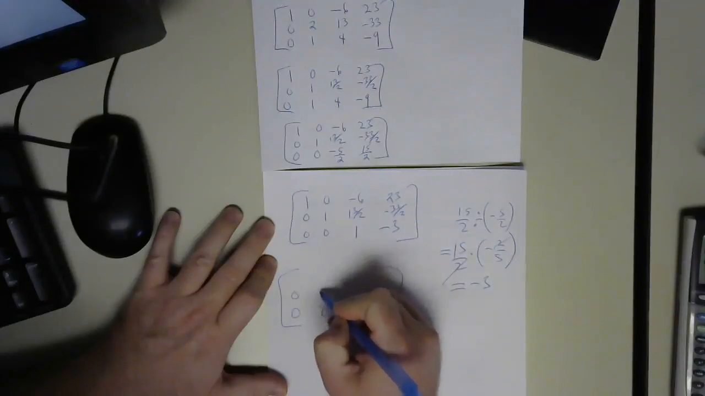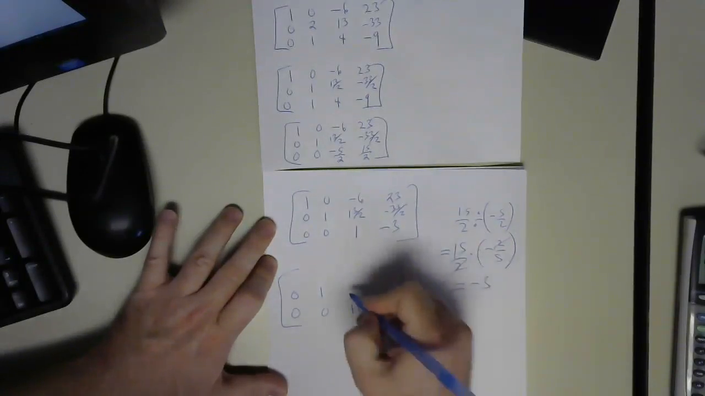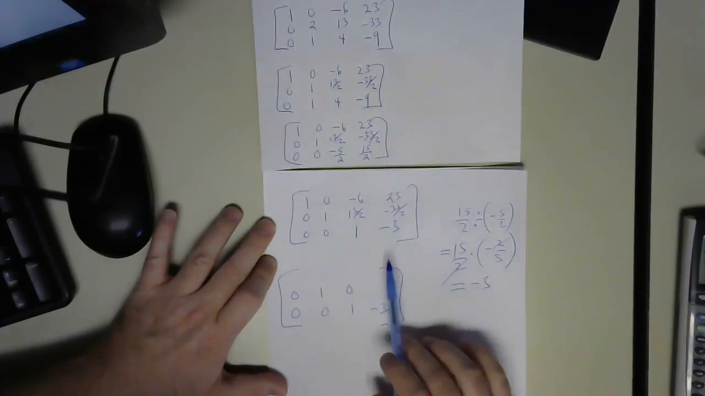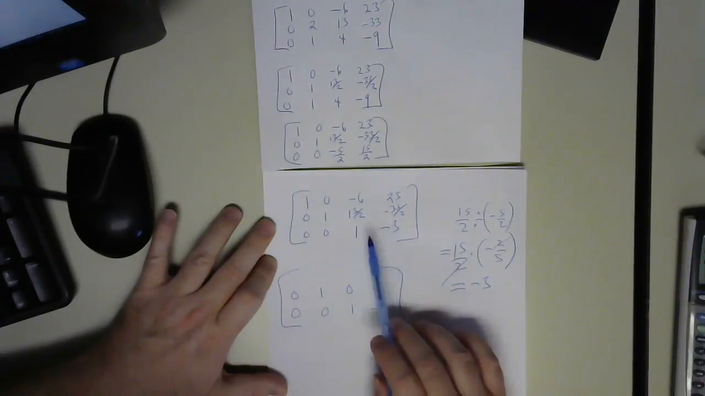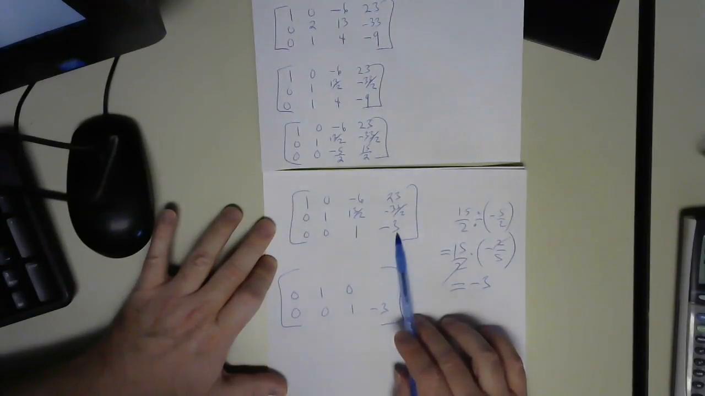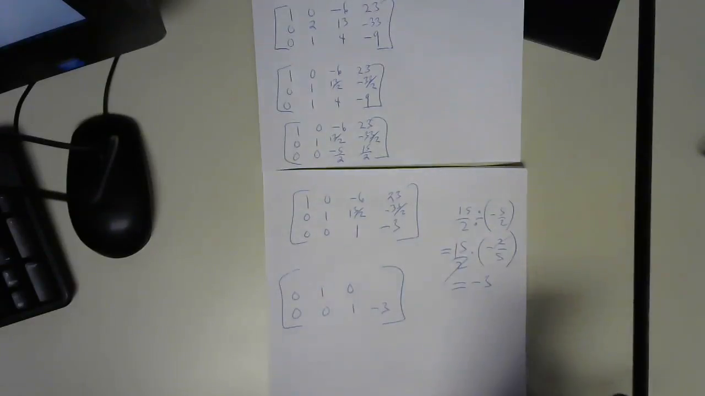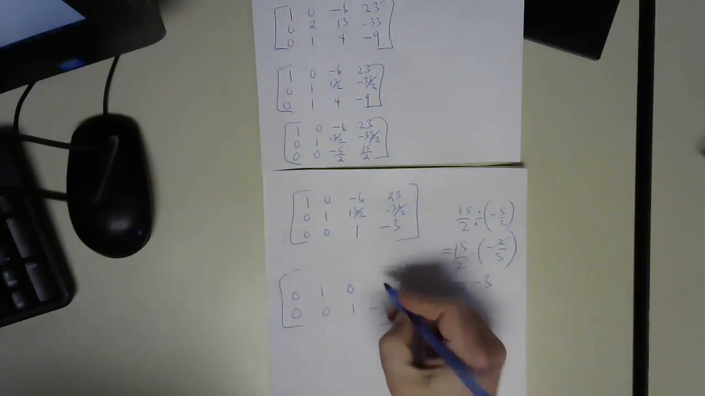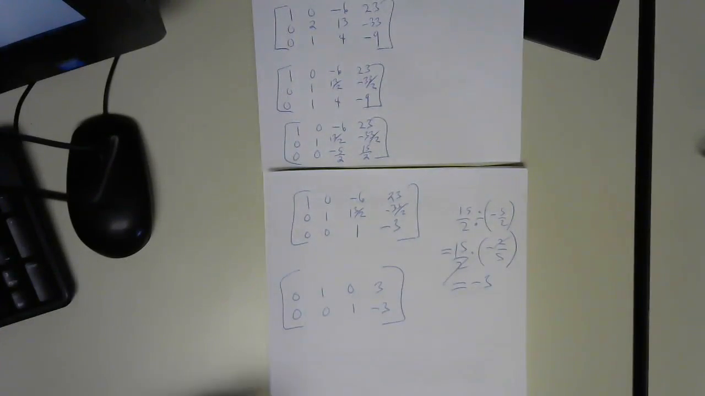So that's not going to change the first two elements in the second row, but it'll change that to a 0. Now here's the hard part. I got to multiply this by negative 13 halves and add it to that. I'm going to use a calculator. But I get a nice number. It's just a 3. Okay.